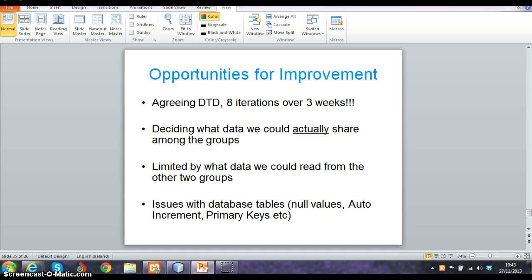Issues with our database tables: we had null values, auto increment and primary keys. This is especially in our child table, where we had the PPS number as a primary key and it could not be null. So we had to look at that issue and look at auto increment to have any data read into the table. It's certainly something to look at for CA3 and the restructuring of how our tables and our database is laid out.